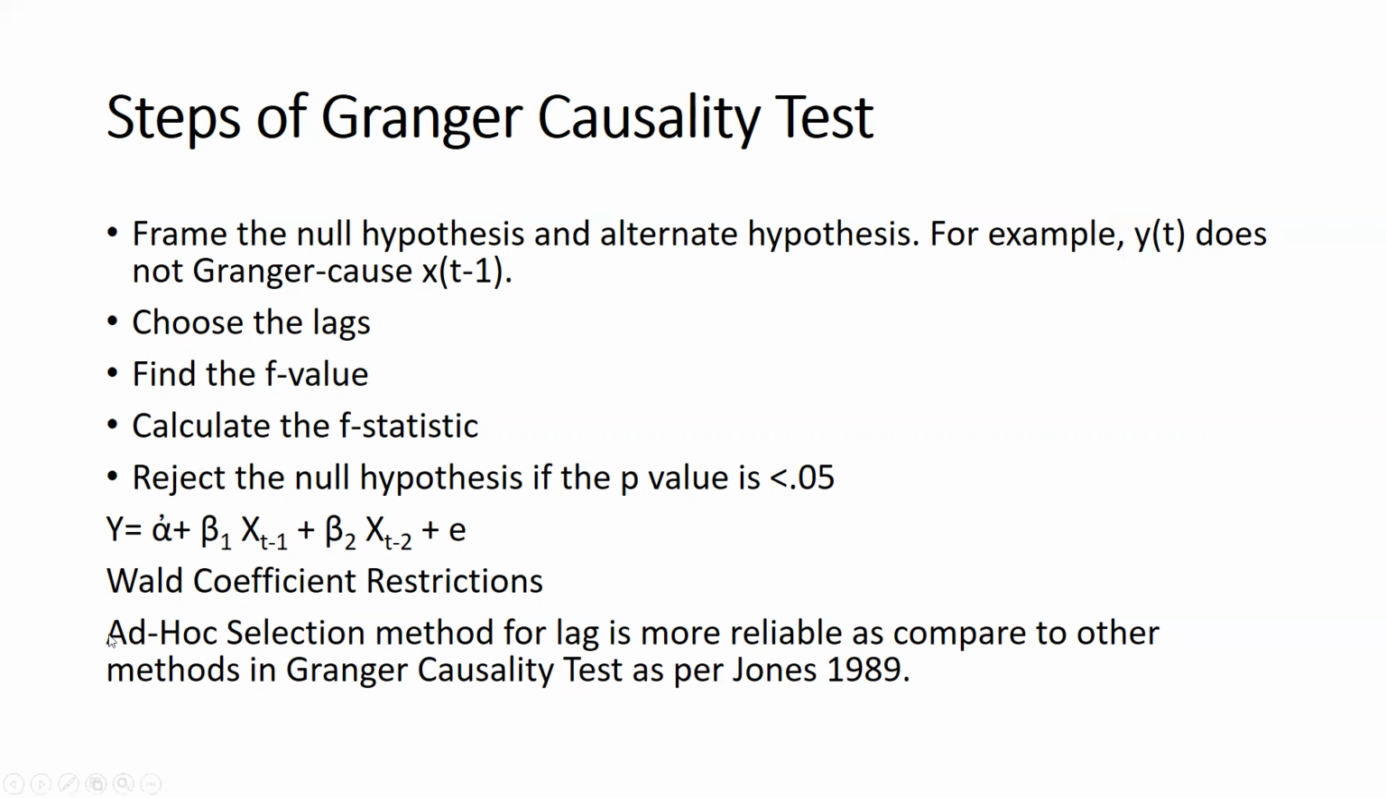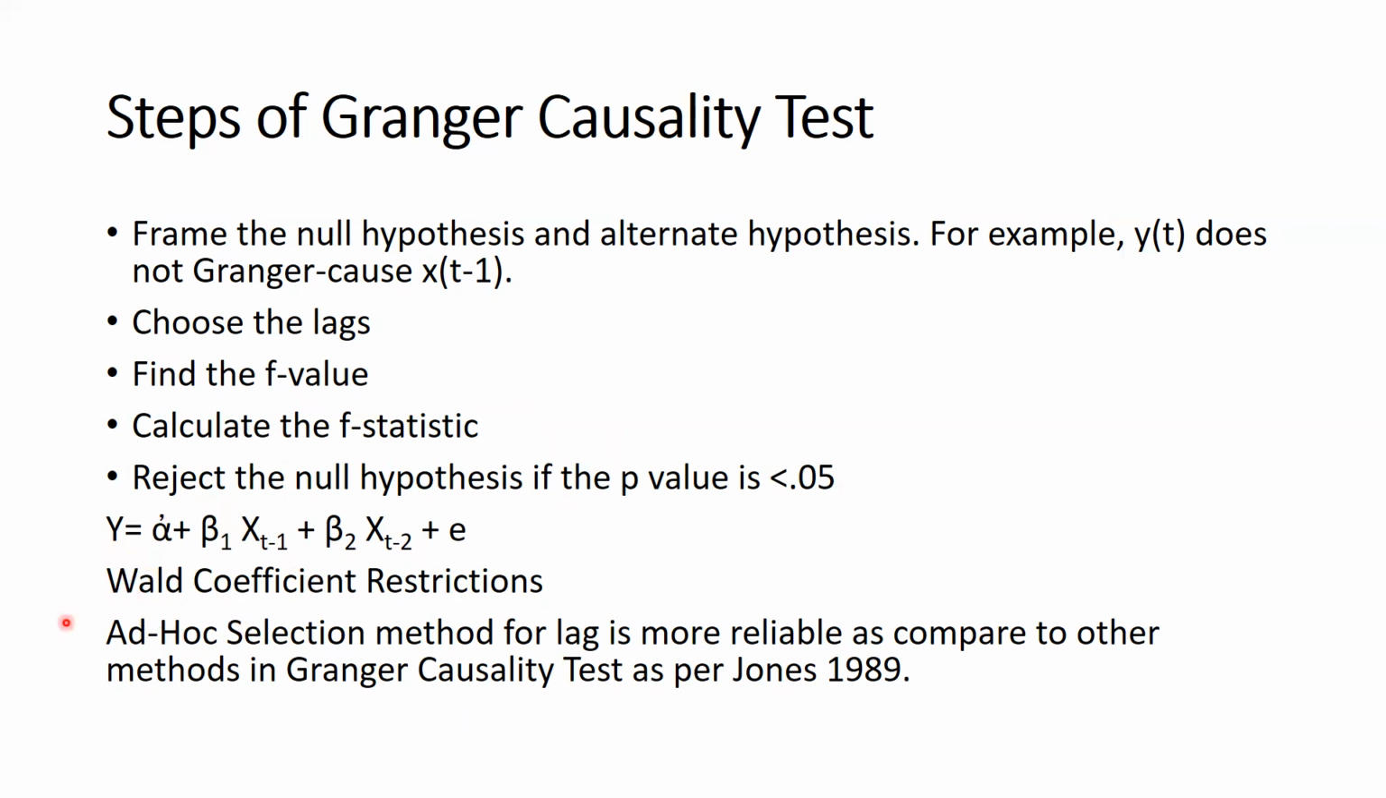Here is the important point: the ad hoc selection method for lag is more reliable as compared to other methods in the Granger causality test, as per Johns 1989. So we will take the ad hoc selection method, find the F value, calculate the F statistics, and reject the null hypothesis if the P value is less than 0.05, and vice versa. If the P value is greater than 0.05, we will accept the null hypothesis, or we can say we have failed to reject the null hypothesis.